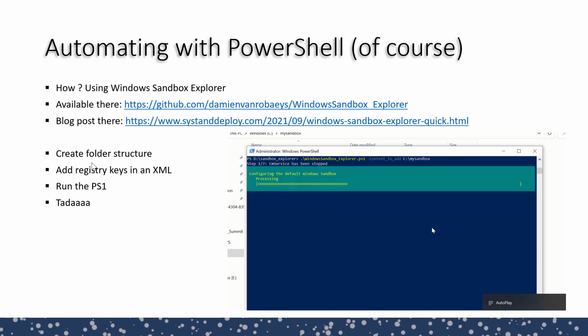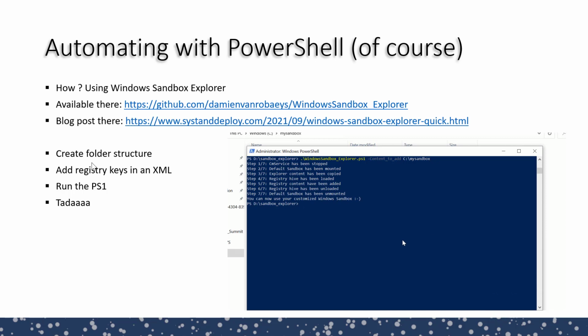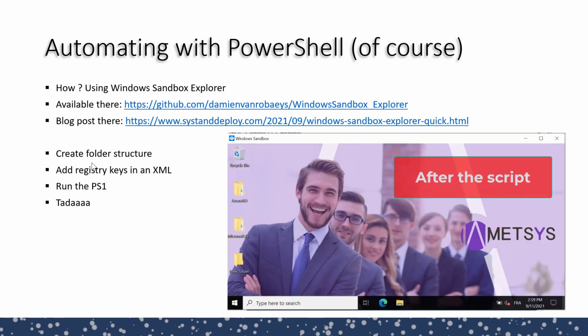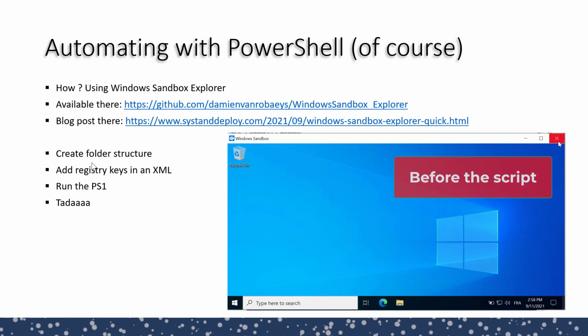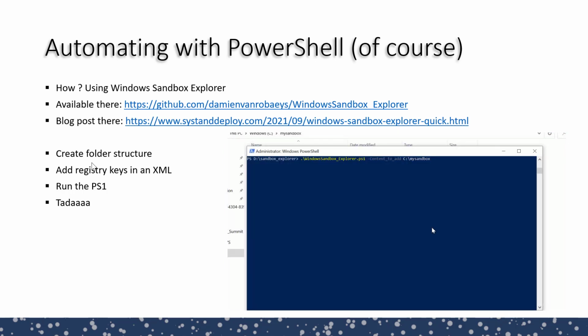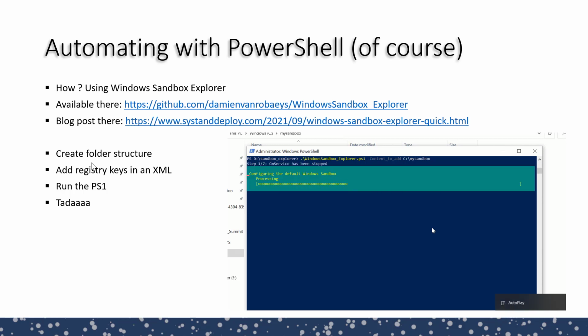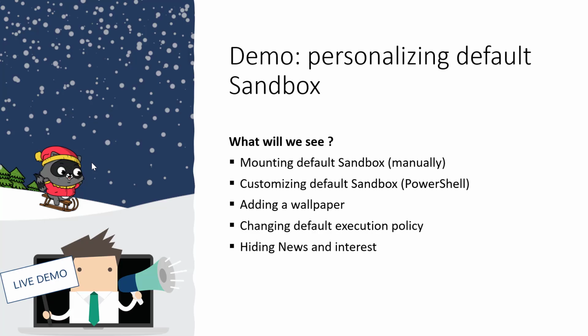You can also automate all these things with PowerShell, using the Windows Sandbox Explorer. It's a quick PowerShell script I created, allowing you to add a specific folder structure, add registry keys, etc. We will see this in a demo. Now, let's do this the manual way and the PowerShell way.